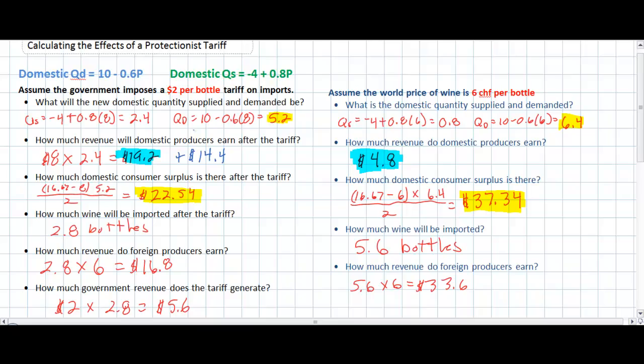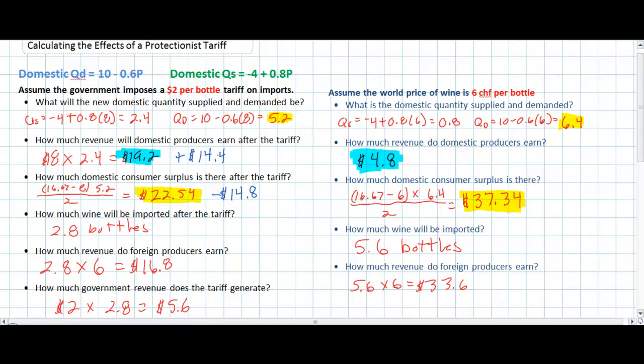Actually, let's go calculate the net loss of consumer surplus. Before the tariff, consumer surplus equaled 37.34, while after the tariff, consumer surplus equals only 22.54. This equals a net loss of $14.8. Notice immediately that the loss of consumer surplus is greater than the increase in the producer's revenue within Switzerland. Right away, we can probably conclude that this tariff will lead to overall a loss of total welfare.